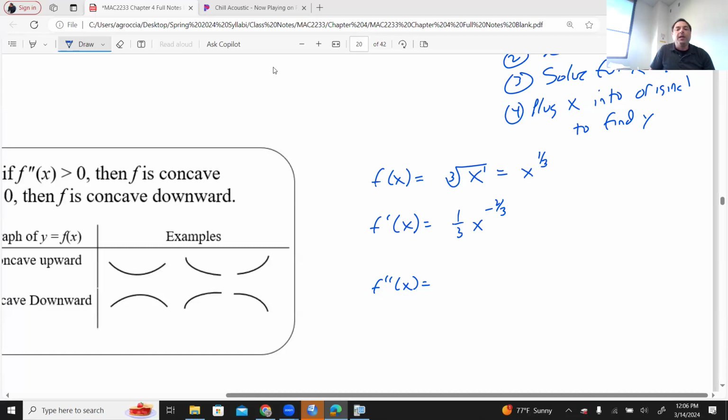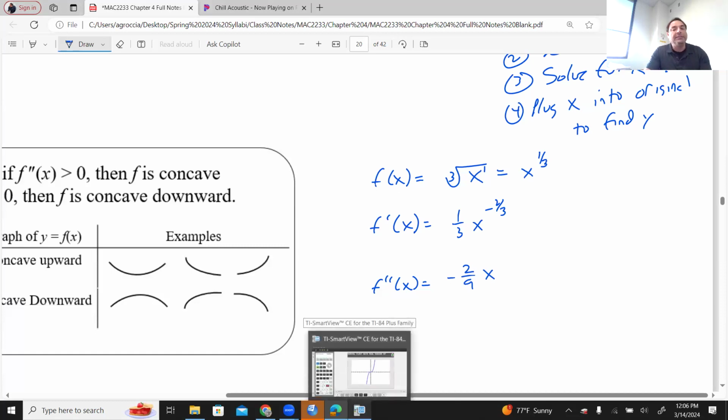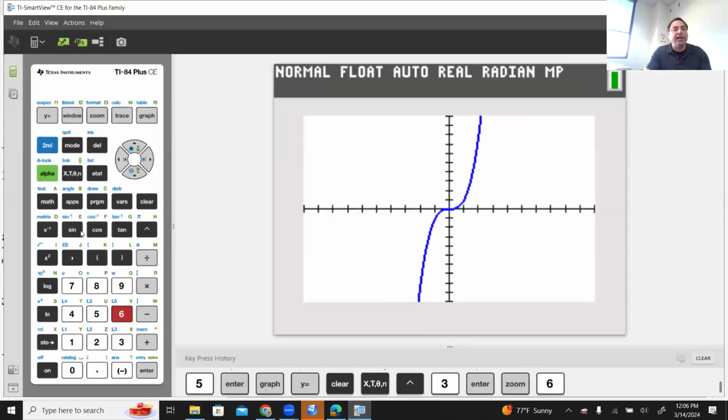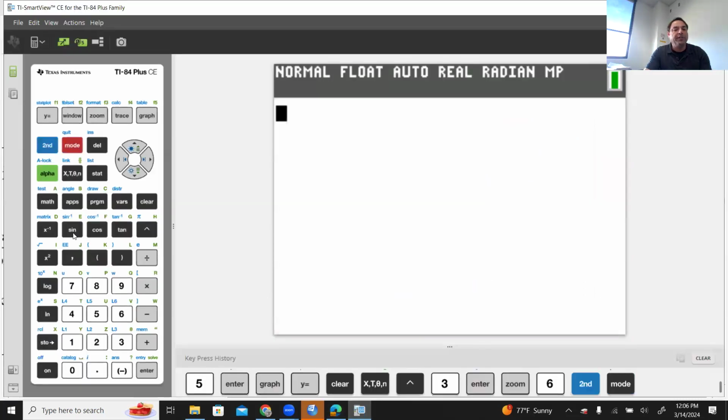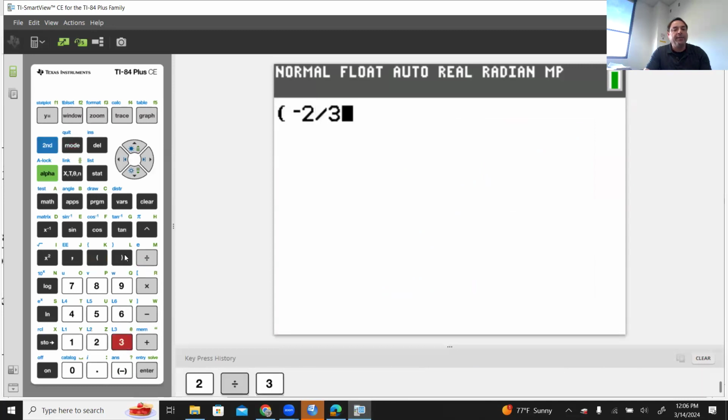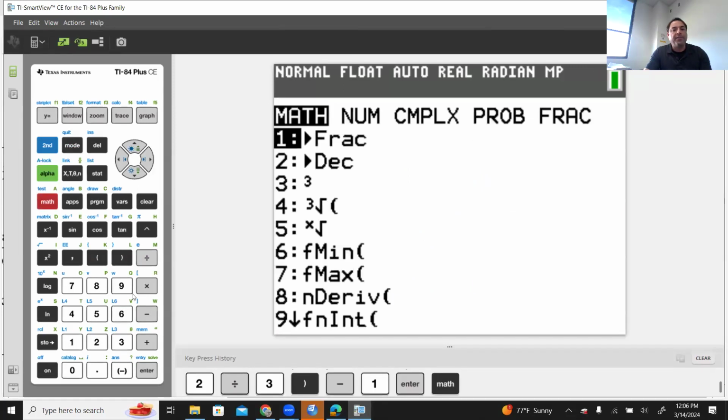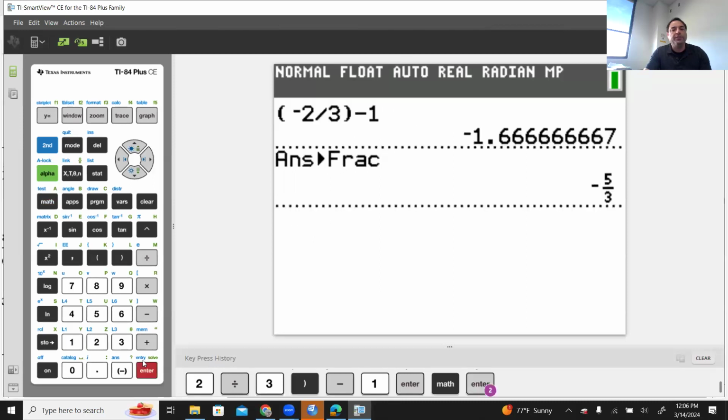Okay, let's see how we're doing. And then fractions. 1/3 times -2/3 is -2/9 x. And then -2/3 minus 1. Again, if you're like, how am I supposed to know that? Well, number one, you got a calculator. And number two, you can do it in your head. That's going to be -5/3. But if you're not sure, you can literally do parentheses, -2/3, keep it in parentheses, minus 1, enter, math, fraction, enter, -5/3, right?